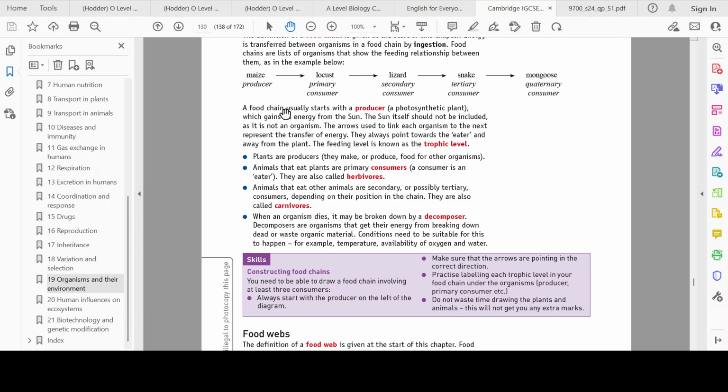And so explaining all of that, a food chain starts with a producer, right, gets its energy from the sun, and the arrows in the trophic level always point towards the eater, right? And so each feeding level is known as a trophic level. So plants are producers, animals are consumers. The primary consumers are herbivores because they're feeding on plants. And then the secondary and tertiary and quaternary and whatever are called carnivores because they're eating other animals. Remember, locusts are also animals in terms of classification. And then when an organism dies, it may be broken down by a decomposer, and those are organisms that get their energy by breaking down dead or waste organic material.